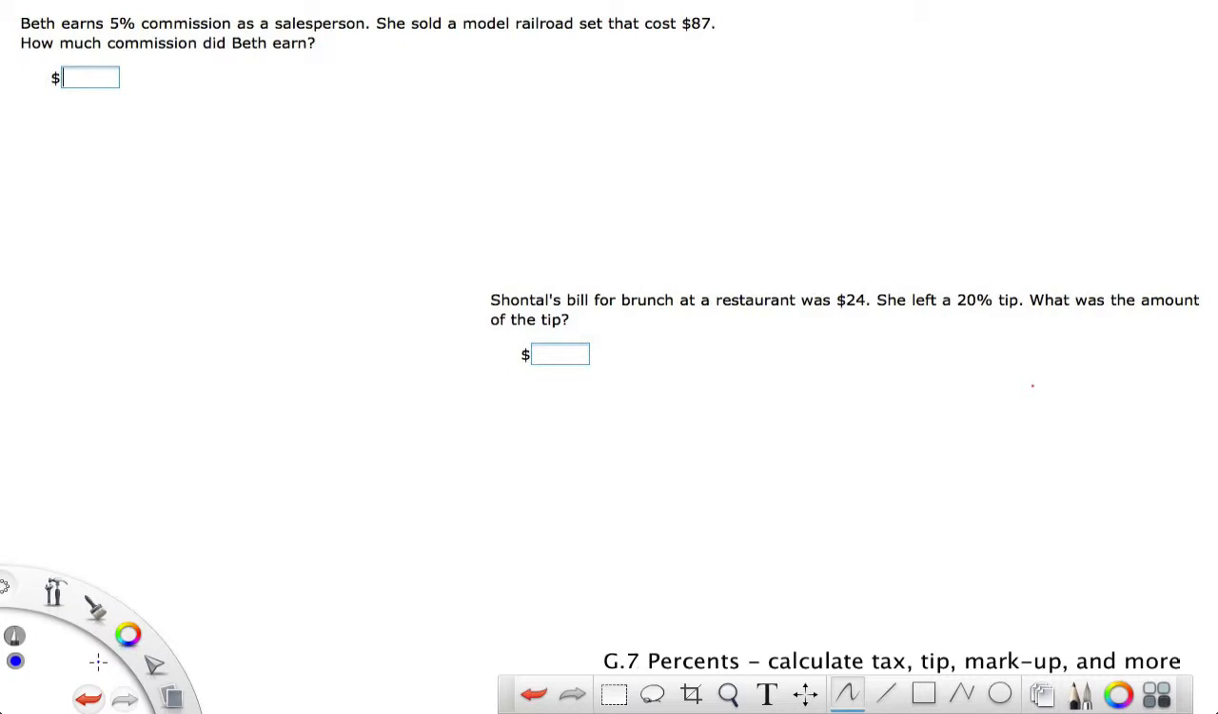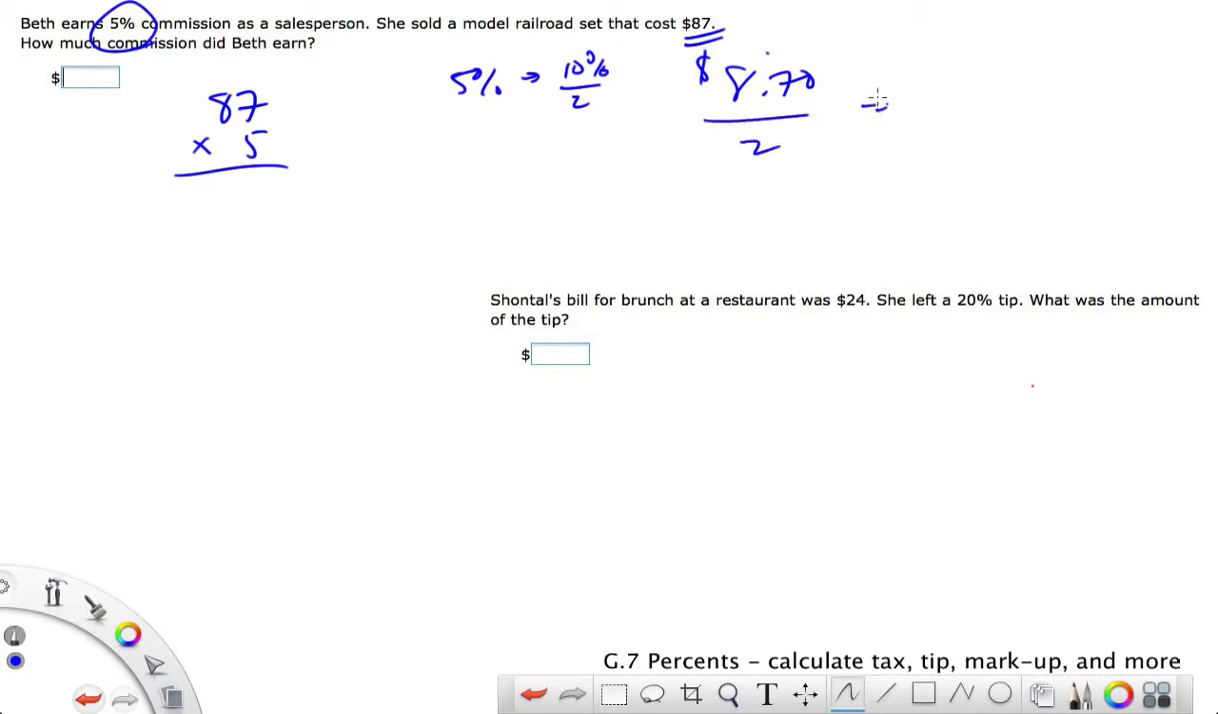In this case, we've got a 5% commission on an $87 railroad that she sold. So the question is, how much did she earn? We're looking at what's 5% of 87. We have two ways to do this. We can say 87 times 5, or we know that 5% is half of 10%, and 10% is pretty straightforward to calculate. We just move the decimal over, so 10% would be $8.70. So we need half of that. So that's $4.35. So that's probably the faster way.